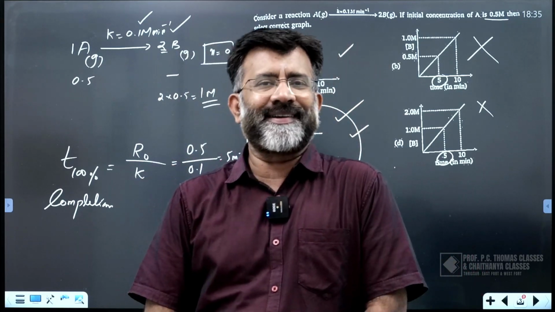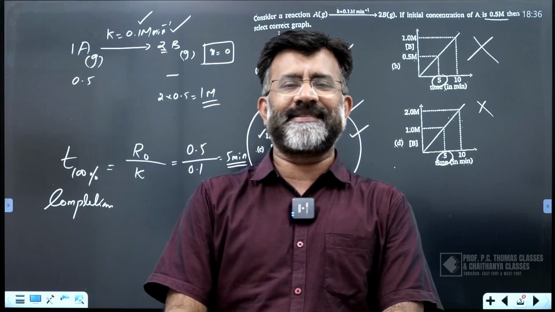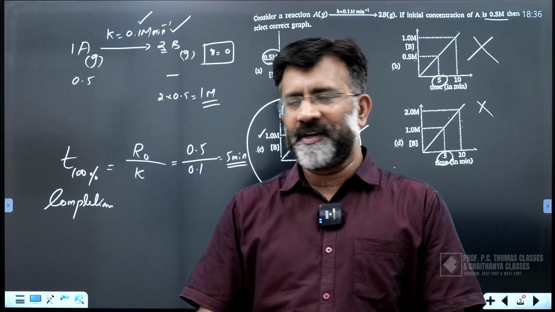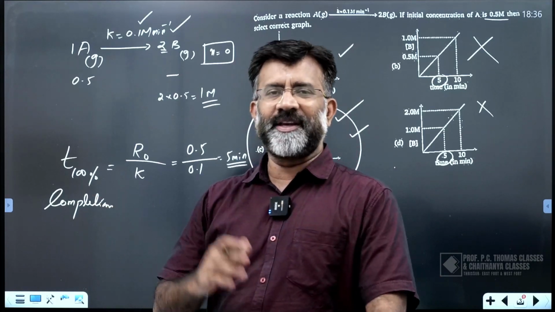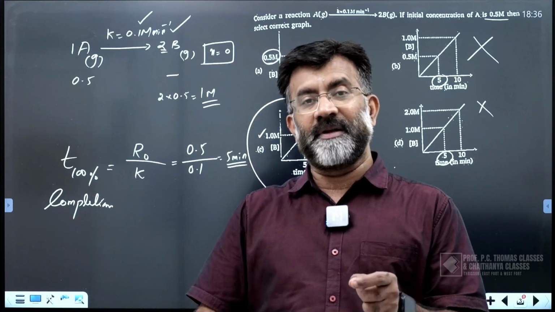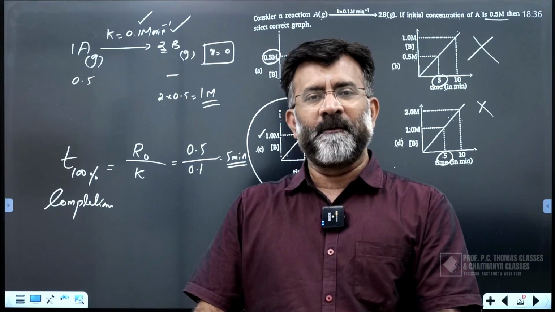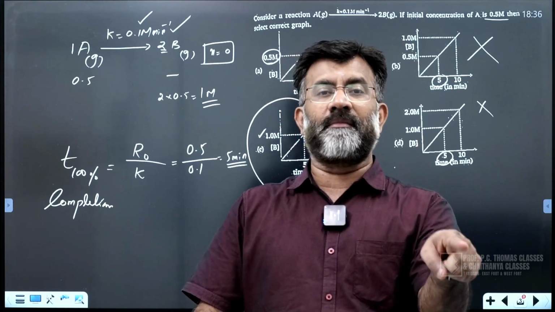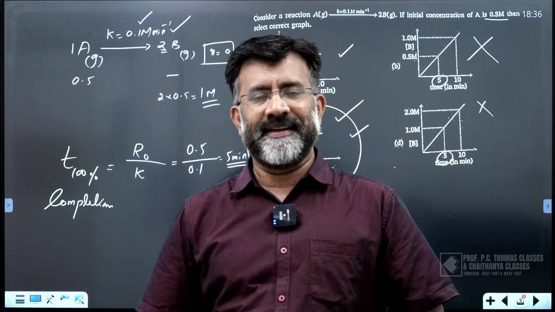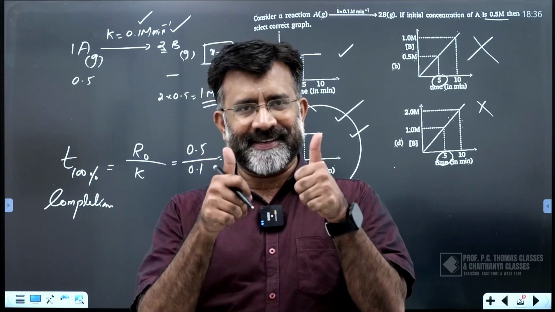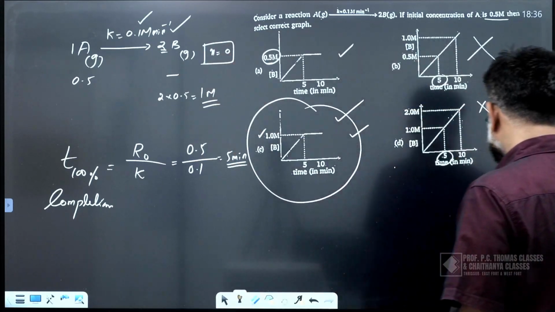So for finalizing the answer as option C, we have to understand it is zero order kinetics. We need to know this formula and apply it to find out the time for completion. Number 1. Number 2, what is the quantity of B formed at the end of the reaction? It is 2 times the quantity of A taken for the reaction. Is that clear? Fine.